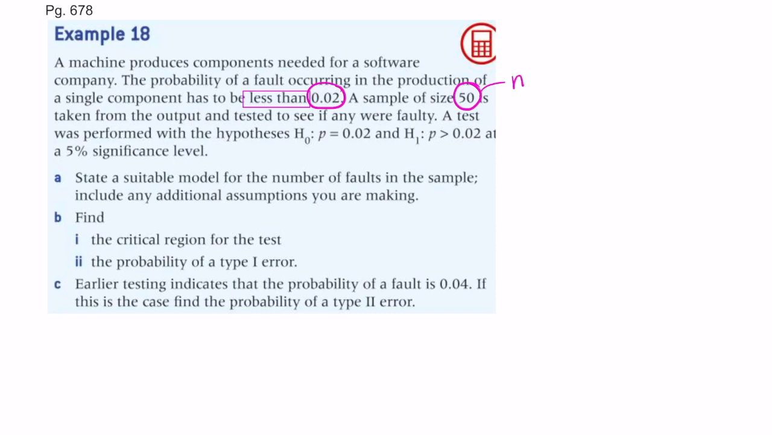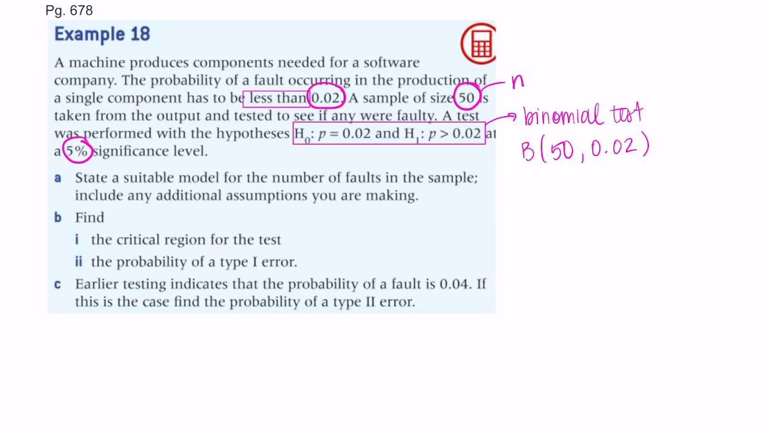A test was performed with these hypotheses, that the probability equals 0.02 or the probability is greater than 0.02, at a 5% significance level. So these being our hypotheses tells me that we're doing a binomial test where n is 50 and our probability of success is 0.02. So there's two outcomes. We either have a fault or we don't. And we're assuming that the faults are independent of each other, which is a requirement of a binomial distribution. So that kind of answers part A there. So what type of distribution?